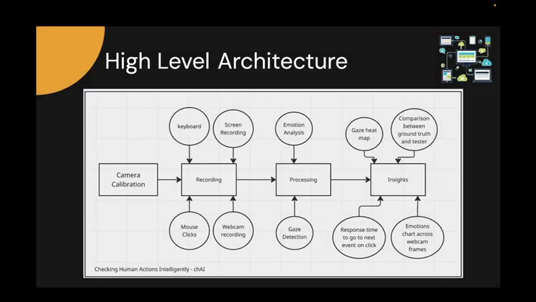So here is a high-level architecture of our software, which is divided into 4 steps. Before we get started, we first do the camera calibration for accurate gaze estimation. Then we start recording the keyboard events, screen recording, mouse click events, and the webcam recording. Then we go about processing these recordings. In the processing step, we do emotion analysis and gaze detection for each recorded frame. Finally, we show the insights such as gaze heat map, response times for each click action, a comparative analysis between ground truth and tester, and an emotion chart across frames.